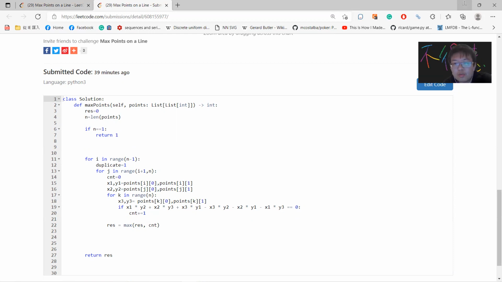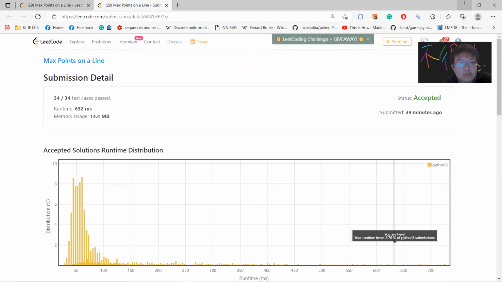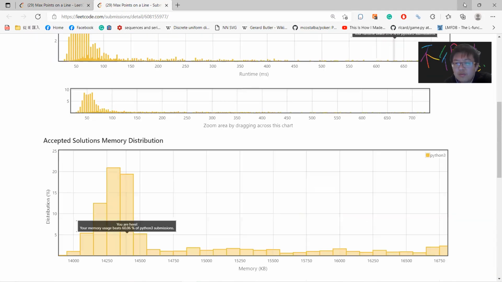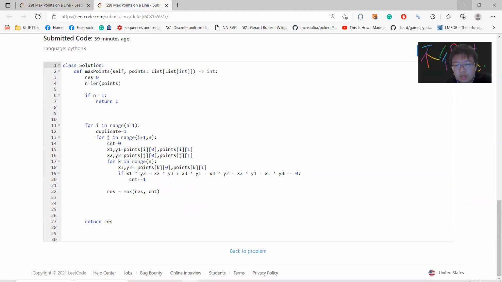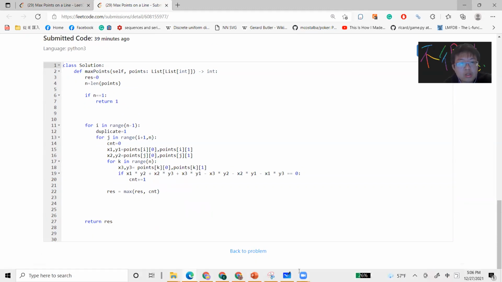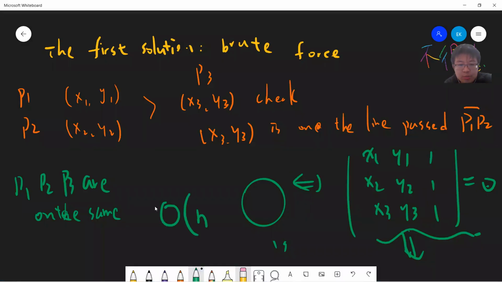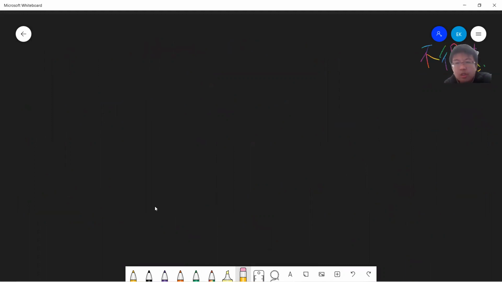So this is the brute force algorithm, and you can pass all the tests. But I think it beats only 5% or something, which is a little bit slow. This algorithm takes O(n cubed) time, correct? Because you have n squared pairs and then the rest of the points, so it's O(n cubed) time. So this is the first solution.